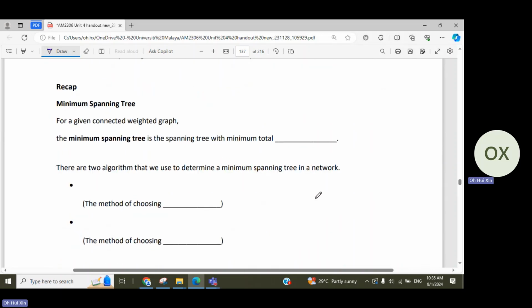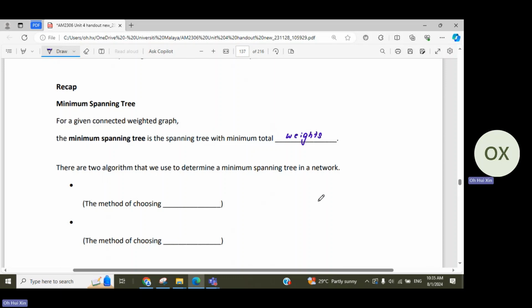Just a very quick recap of what we have learned in the previous lesson. For a given connected weighted graph, a minimum spanning tree is the spanning tree, which is a subgraph of the graph. You must make sure that all the vertices are connected and there is no cycle. A minimum spanning tree is basically a spanning tree with a minimum total weight.